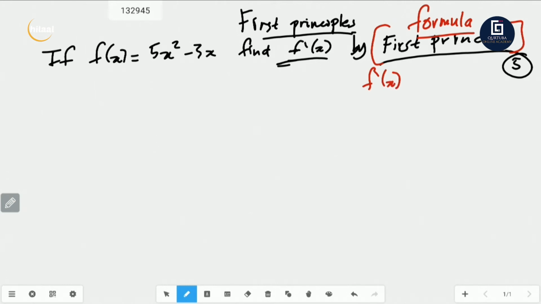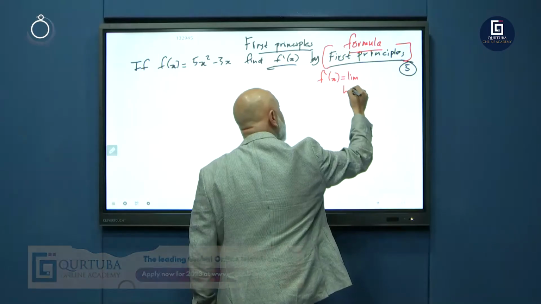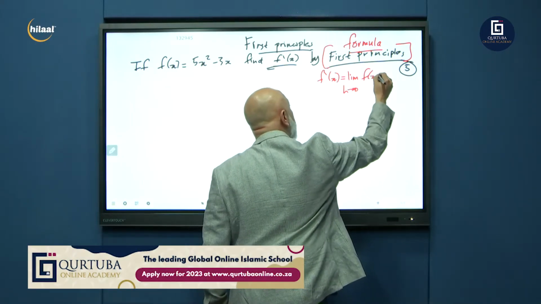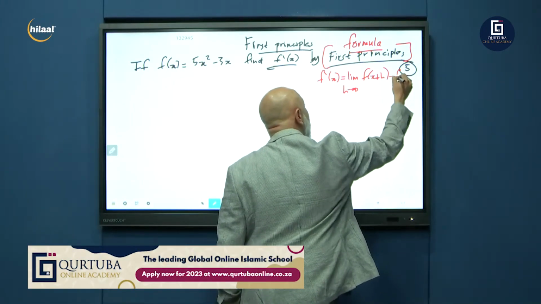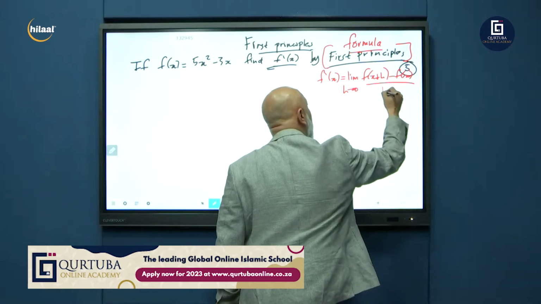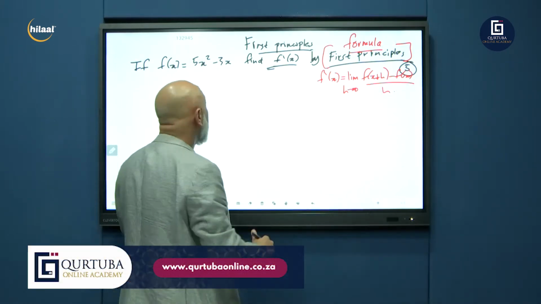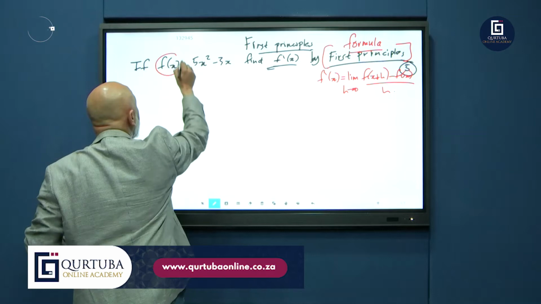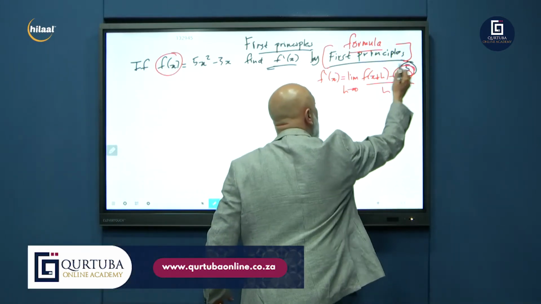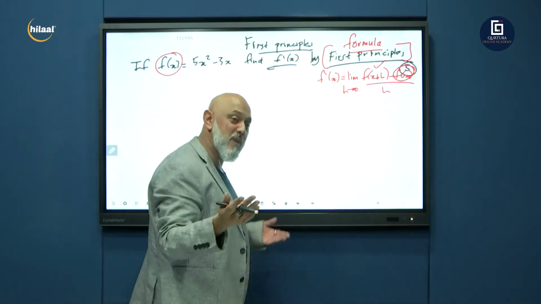f dash x, f prime x is equal to the limit as h approaches 0, f of x plus h minus f of x all over h. You know that. So now we've got f of x. What am I short of? f of x plus h.